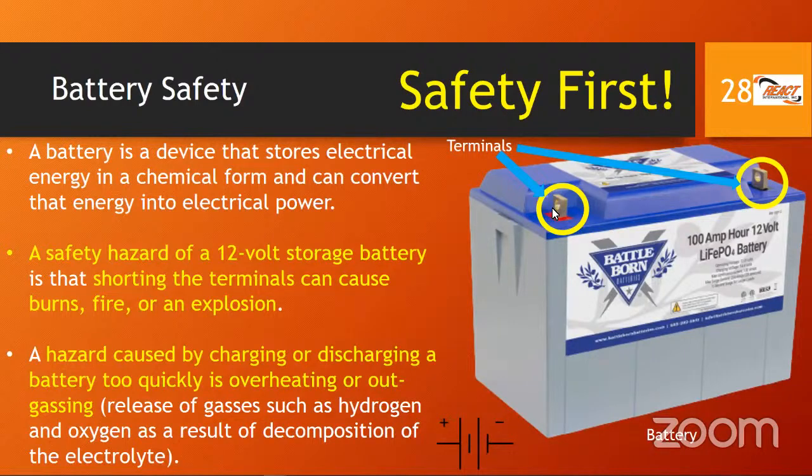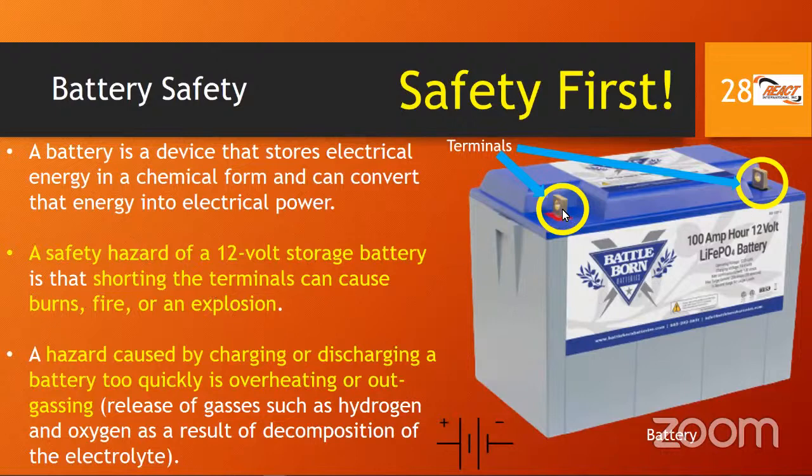But these here are the battery terminals. We have the positive and the negative, or the plus and the minus. Because it can carry a lot of current, we have to be careful that we do not short circuit the two terminals. If we were to put a conductor from this terminal to this terminal and short circuit it, a very large current could flow, and we may get burned. It may cause a fire, and the battery might even explode, right? So that's the bullet point that we have here, that there is a safety hazard of a 12-volt storage battery.